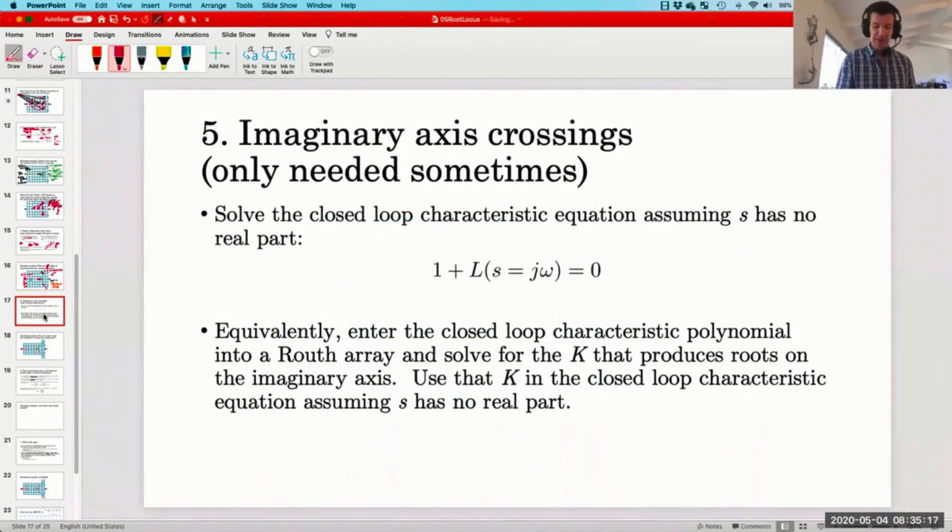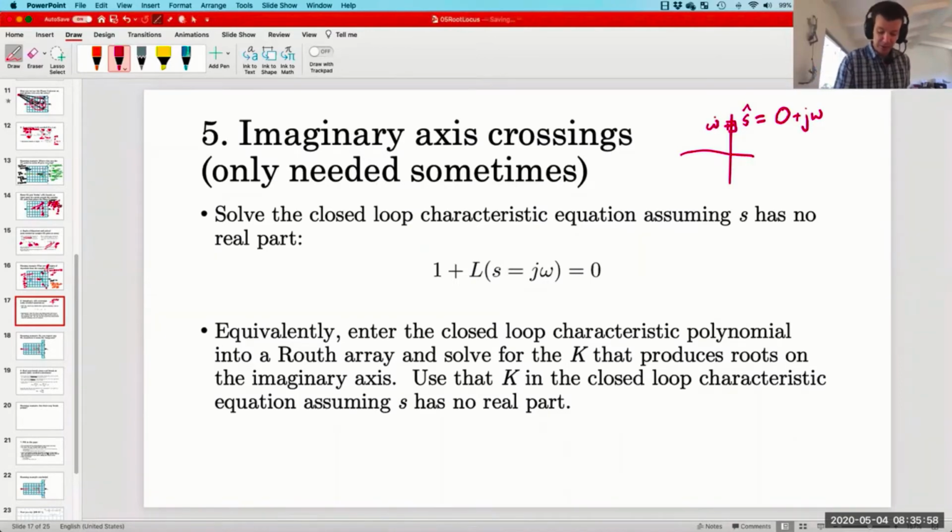We know that any S that satisfies 1 plus L of S equals 0 is a closed loop pole. That's a consequence of the definition of our open loop transfer function. And we know that if we're solving for a crossing, say if this is our test point, S hat, that S hat has a specific form. In particular, it has no real part. If this is on the imaginary axis, then that's synonymous with saying 0 plus some j omega, where this is the height omega.